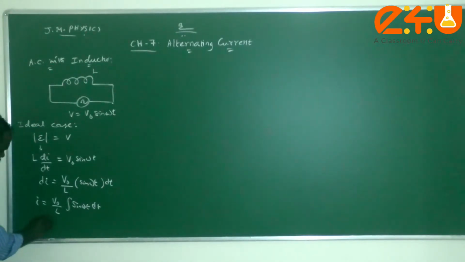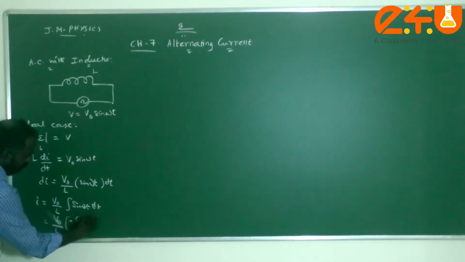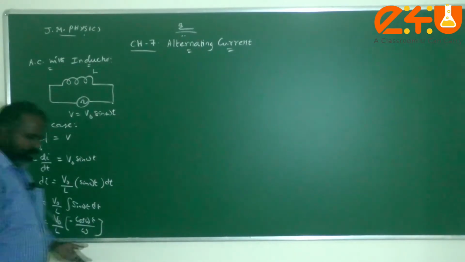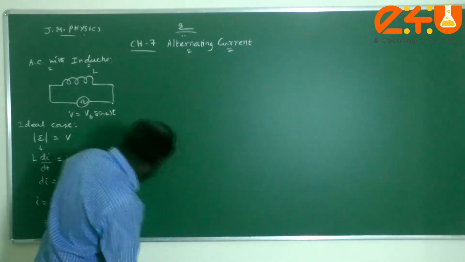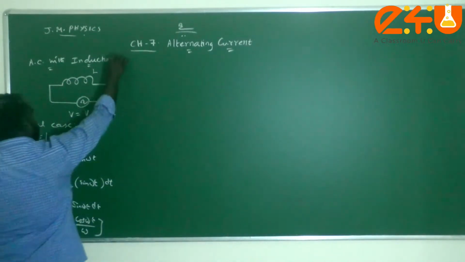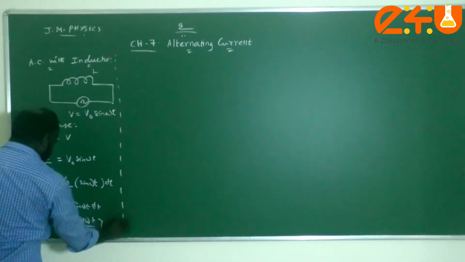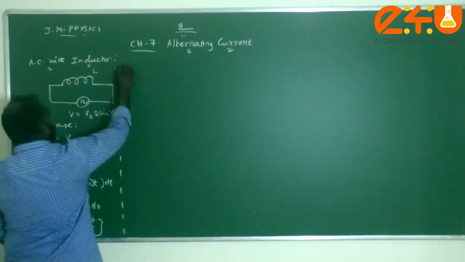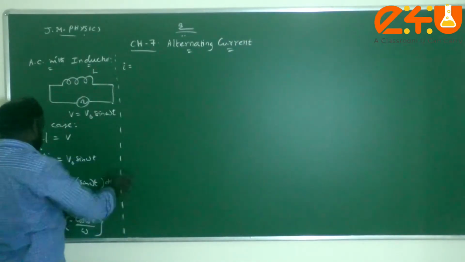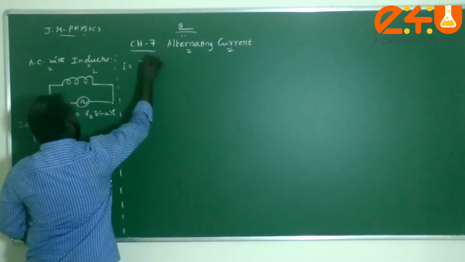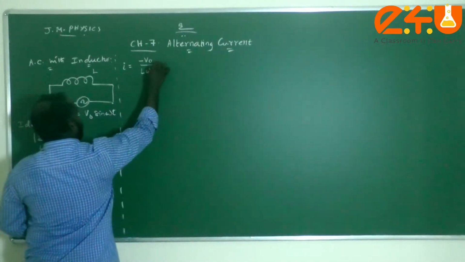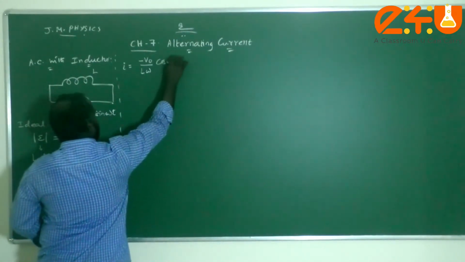So V naught by L, this integration is minus cos omega t divided by omega. You know the formula; I hope that you have learned the basic mathematics. Therefore, I is equal to minus V naught divided by L omega into cos omega t.